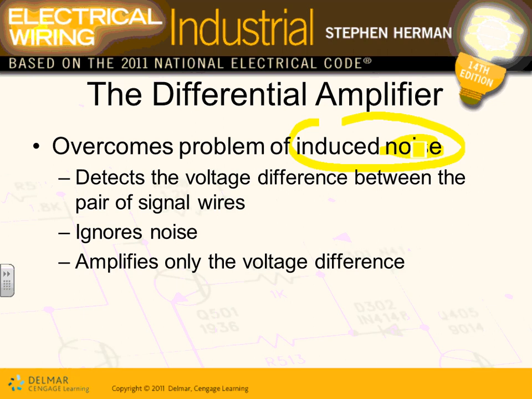Who cares? You guys probably don't, unless you're a control engineer, for whom this is huge. This will guarantee that your system is not going to malfunction, or will give you an indication that it's going to malfunction. Okay, it detects the voltage difference between a pair of signal wires, ignores the noise, isolates the noise, and amplifies only the voltage difference.